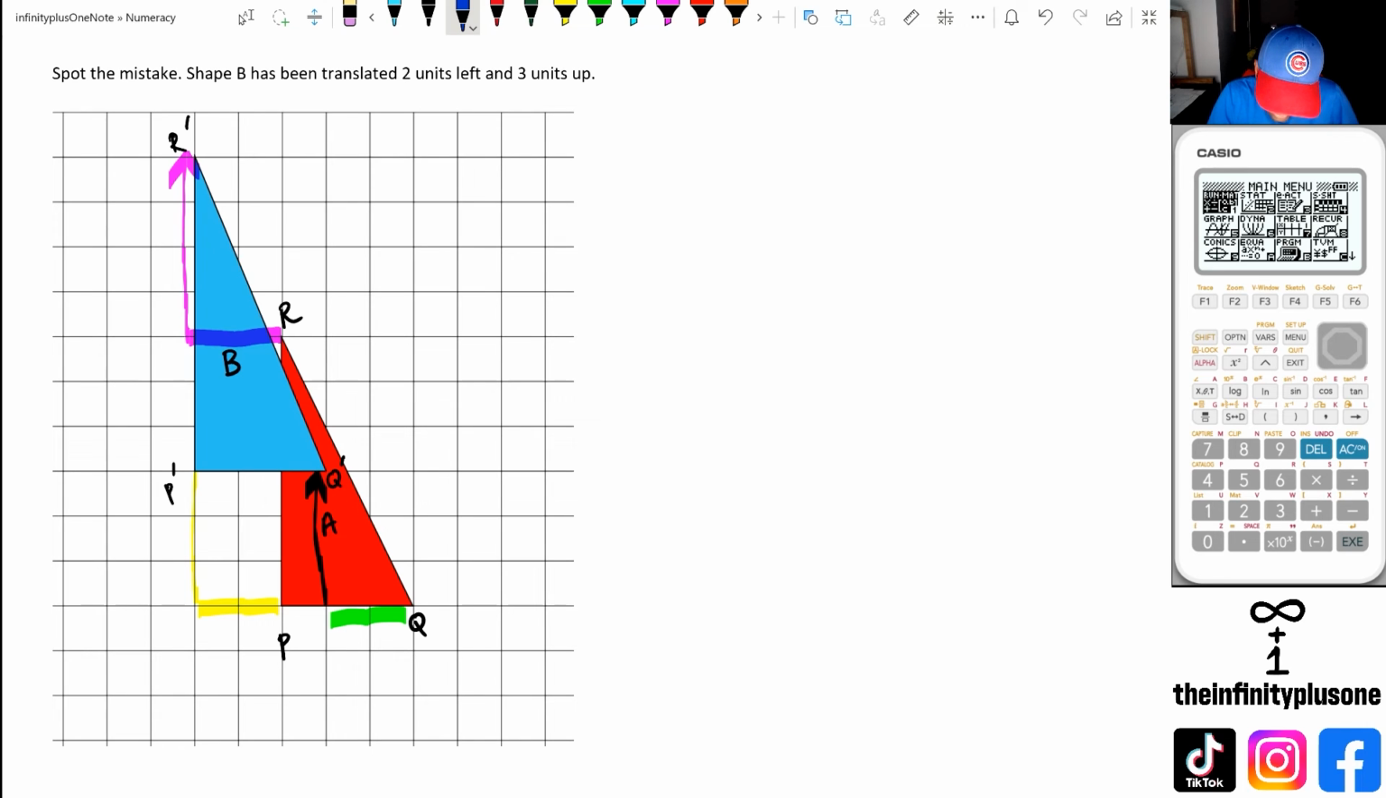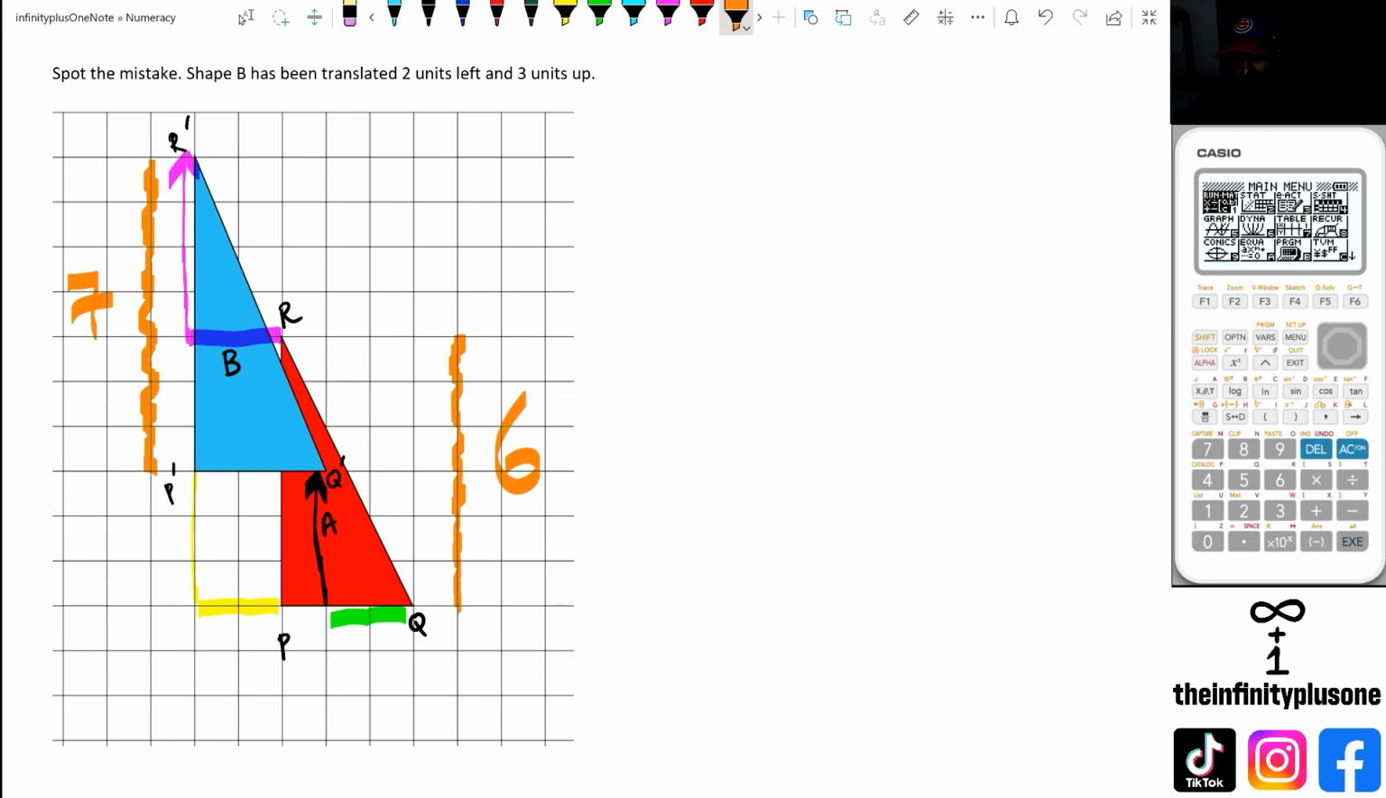So if you look at the height of this red triangle, the height of the red triangle is 1, 2, 3, 4, 5, 6 units high. But the height of the blue triangle is 1, 2, 3, 4, 5, 6, 7 units high. So even though looking at it, it looks right, but when you actually calculate the distances of how much the points have actually moved by, you can see that it's actually incorrect.